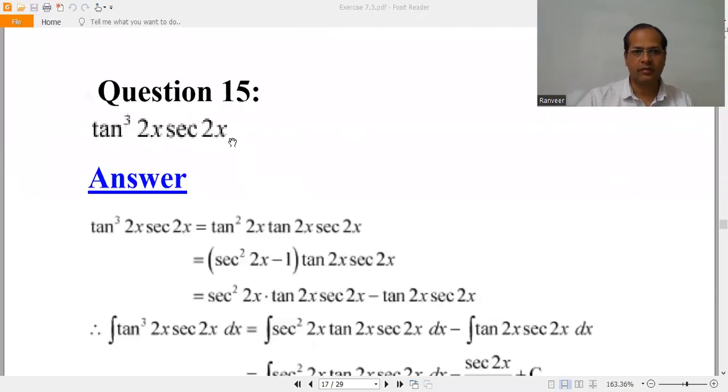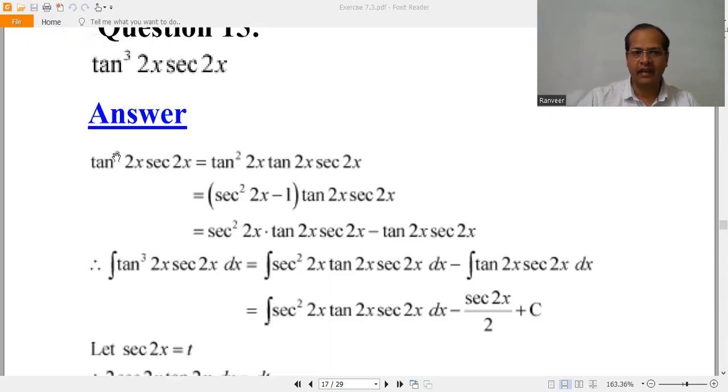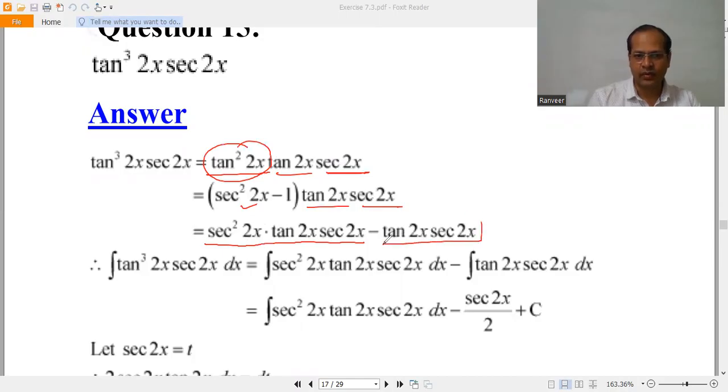Now next, question number 15, tan cube 2x sec 2x. Wherever the tan value is there in cube format, we can write tan square 2x, tan 2x, sec 2x. Now tan square 2x we can write as sec square 2x minus 1, tan 2x, sec 2x. After doing the multiplication, we get sec square 2x tan 2x sec 2x, and this is tan 2x sec 2x. Just multiply this term by this term.